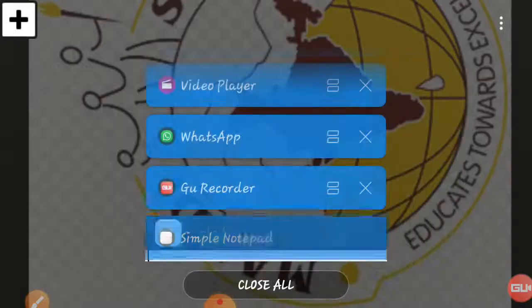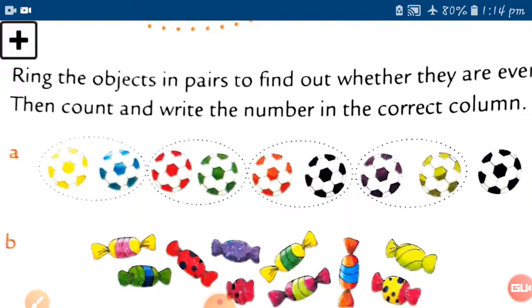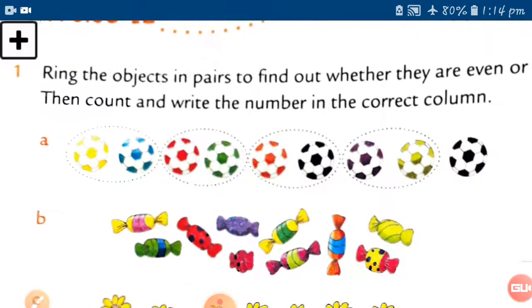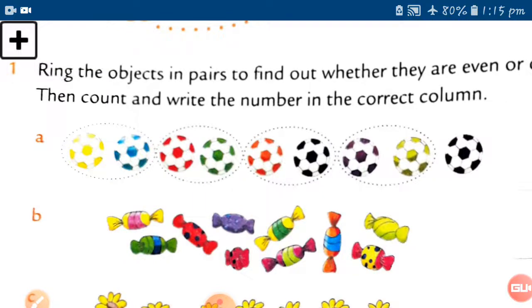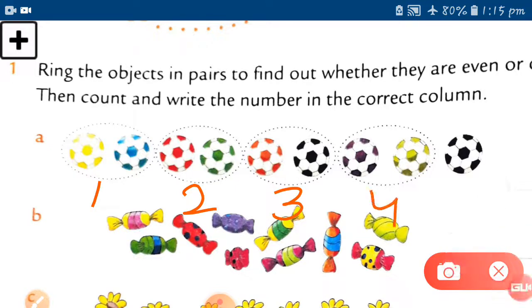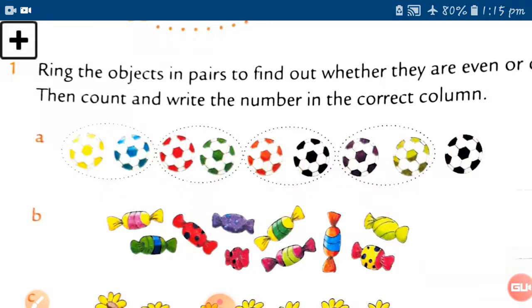Okay, now let's take an example. Here are the balls you can see on the screen. See, there are pairs. How many pairs are there? 1 pair, 2 pair, 3 pair and 4 pair. So how many balls are there? 1 2 3 4 5 6 7 and 8. But this 9th ball is alone. So this number 9 will go with the odd.